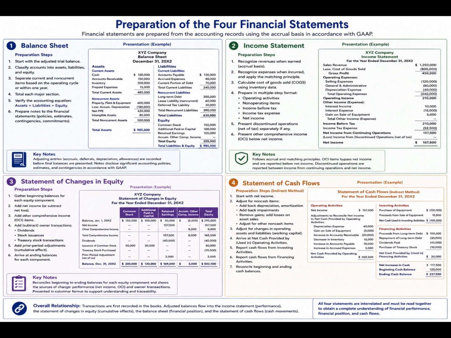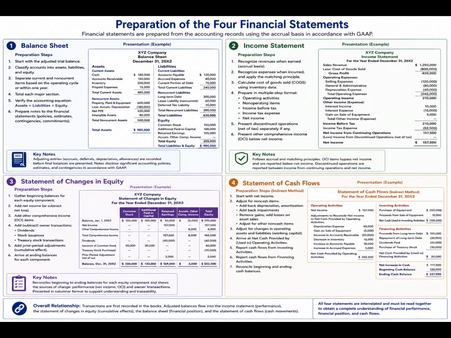Statement of changes in equity reconciles beginning to ending balances. It incorporates net income, dividends, stock issuances, treasury stock transactions, prior period adjustments, and other comprehensive income. Each equity component is presented in columnar format, allowing users to trace sources of change.